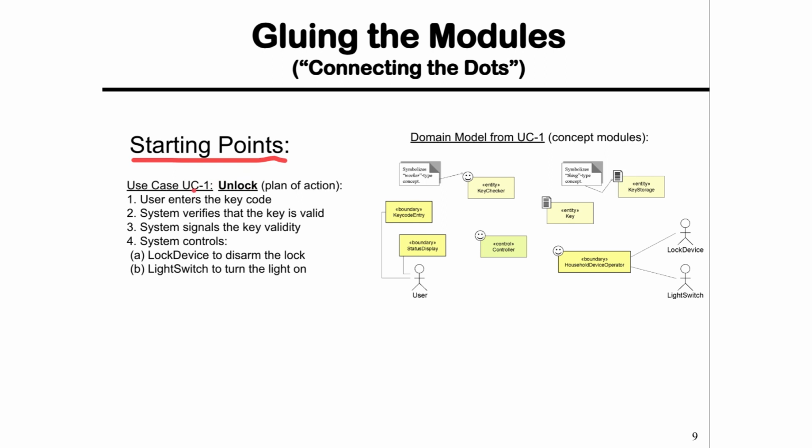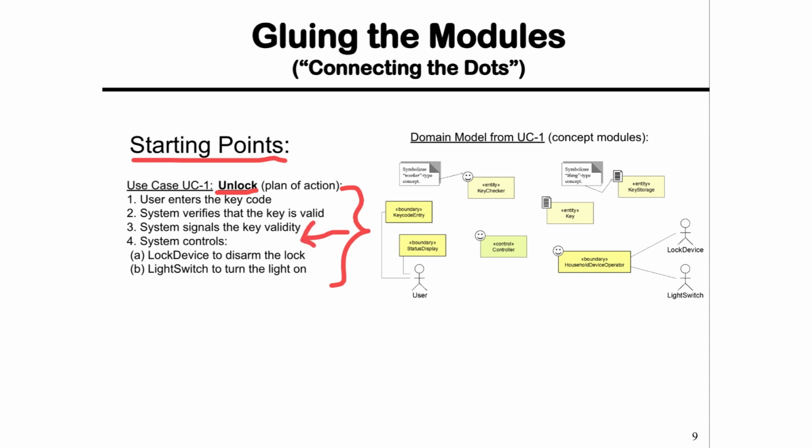Assume we have a use case one for unlock. This is simply a task or plan of action to unlock the door in the case of a smart door system. The scenarios in this use case were: first, user enters the key code, then system verifies that the key is valid, then system signals the key validity. This is basically the success scenario. Then system control triggers in two cases: lock device to disarm the lock, and light switch to turn the light on. This is what we got from the requirement engineering, right?